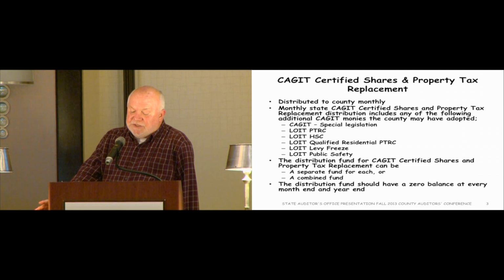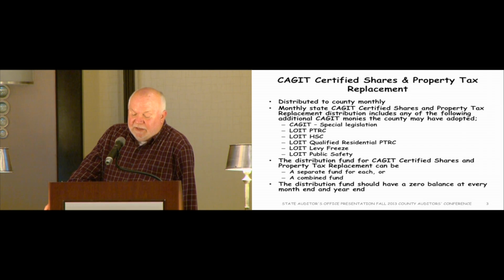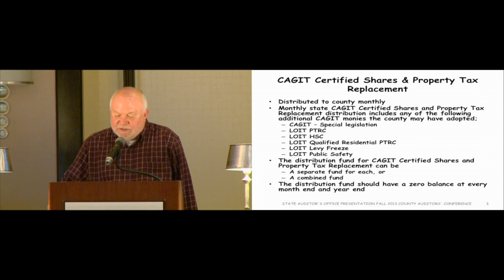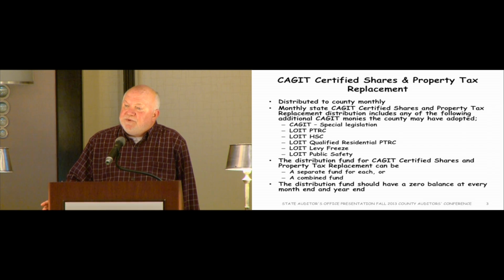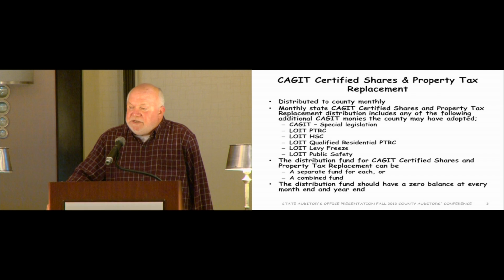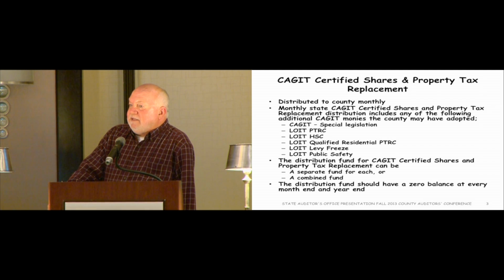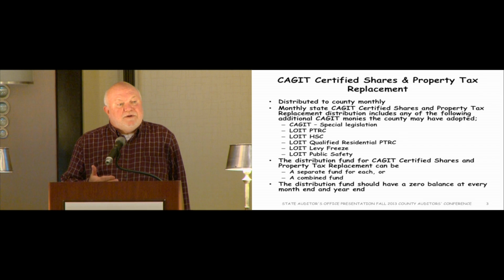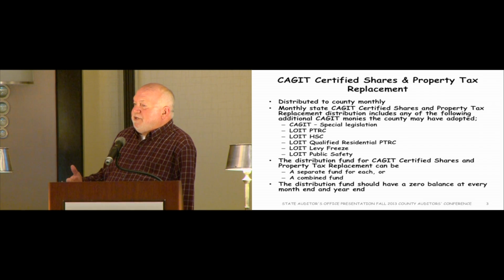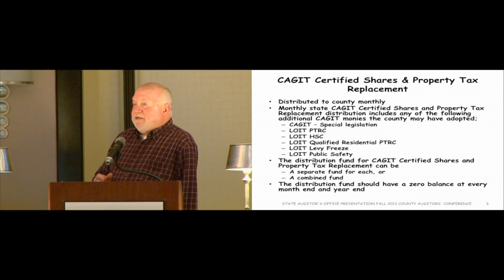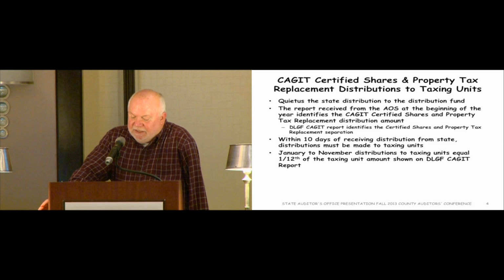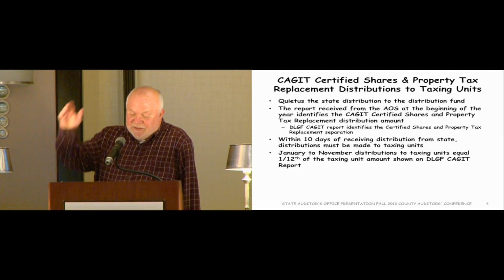The part of the CAGIT certified shares and property tax replacement credit, that part of the distribution you can put either in a separate distribution fund for each, or you can have one fund for both of those. But whatever the case may be, the distribution fund should have a zero balance at the end of every month and at the end of the year. This is not your county CAGIT fund, but the fund where you'll receipt the state distribution, and then within 10 days you're going to be making distributions out to the local units. And you're going to receipt our state distribution into that distribution fund.